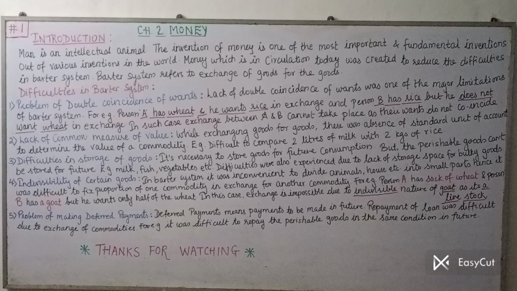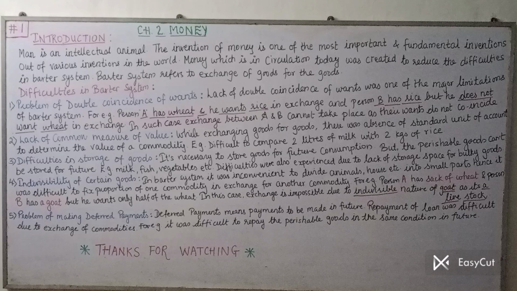Then in such case, there is no double coincidence of wants, that means whatever is person A's want, it is possessed by person B. But whatever person B wants, that is not possessed by person A. So in such case, the exchange was not possible. Exchange cannot take place. And thus, there was a very difficult situation under the barter system due to lack of double coincidence of wants. See, because it's not necessary that whatever we are wanting, the other person will also need the things which we have. So the exchange cannot take place. I hope you are getting the point.